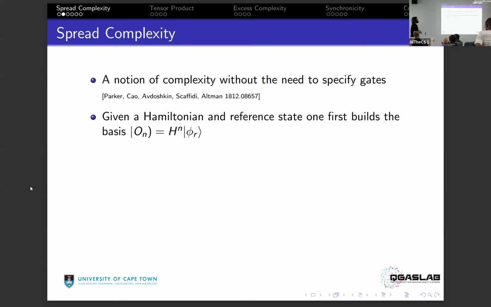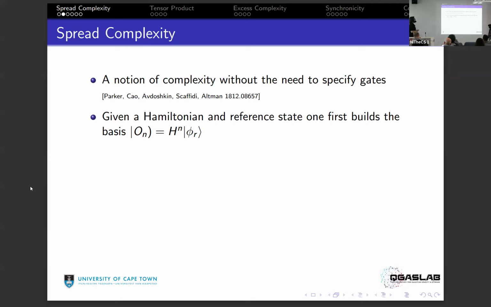One of the main criticisms of Nielsen complexity is that it's extremely gate dependent. What is the set of unitary operations that you have at your disposal? So the authors in this 2018 paper tried to introduce an idea that's less redundant. They said that if you give me a particular quantum system, then one natural operator that appears is the system Hamiltonian. So let's take the system Hamiltonian as one of our operations. We can manipulate states by acting with the Hamiltonian any number of times on a reference state. So this gives me some basis.